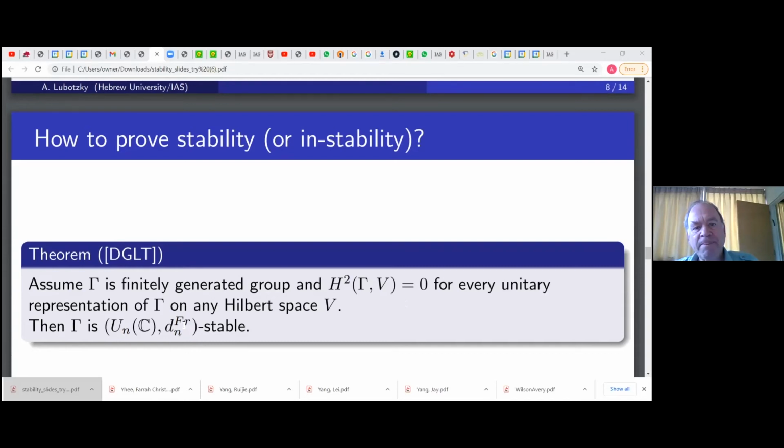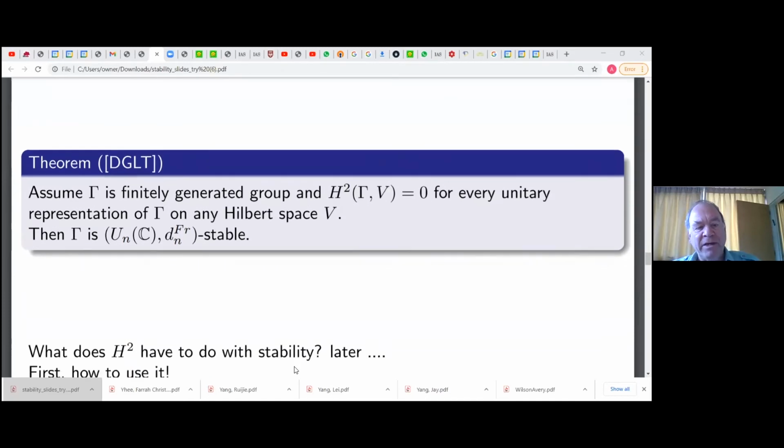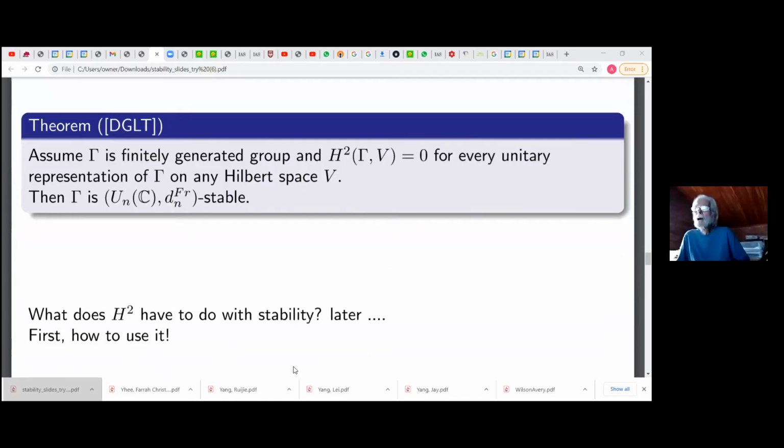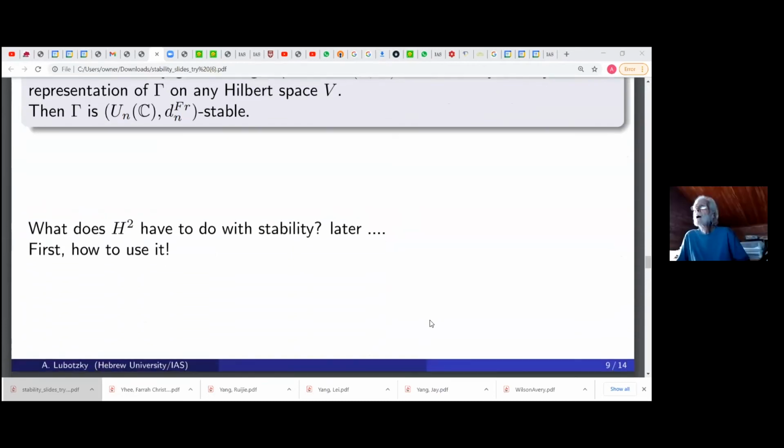Okay? If the cohomology of gamma always vanishes, I prefer at this point not to explain this theorem. Let me take this for a minute as a black box. We'll show how the main theorem follows from that. There is also a nice story there, and then I'll come back and I will explain the main point of this theorem.